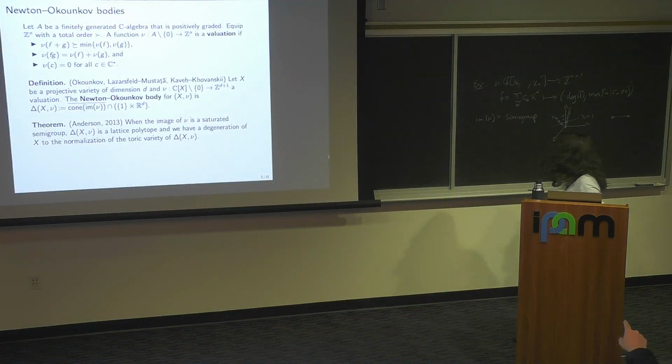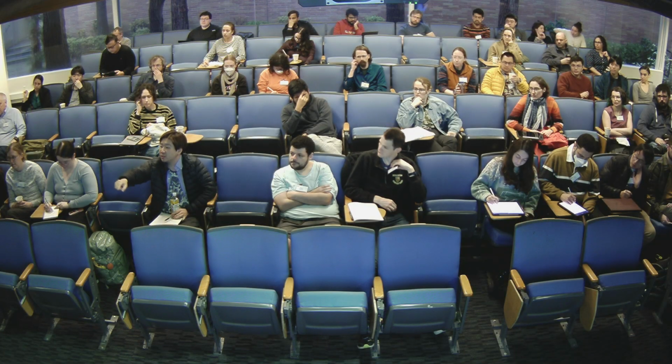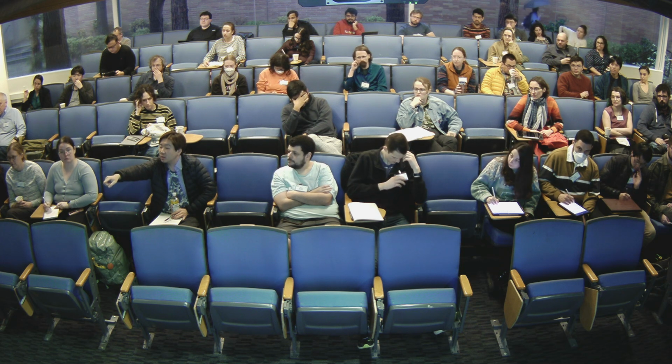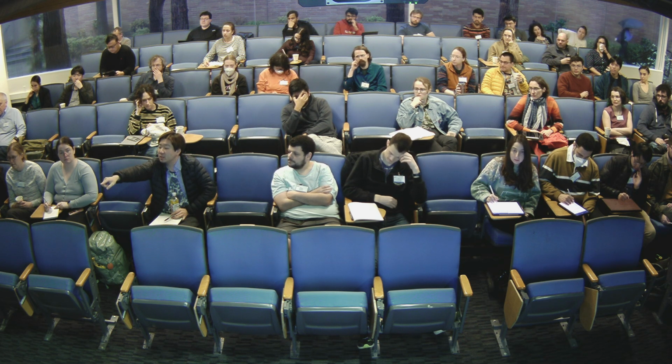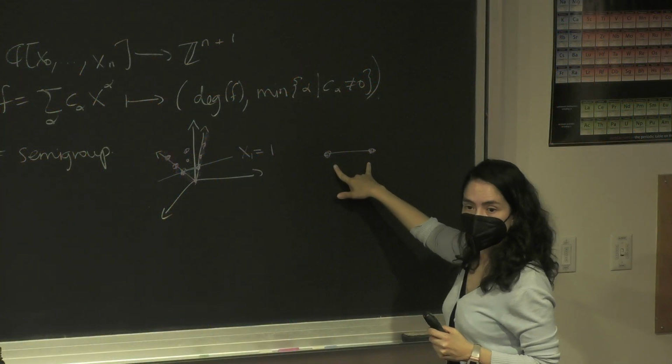So here, is it convex for the primitive generators? The Newton-Okounkov body? Yeah, that picture. It's just this line segment. Yeah.